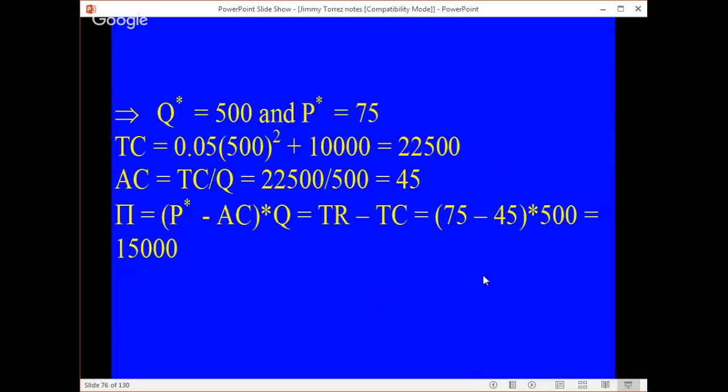And of course I can do it for average cost too. So the profit is just going to be total revenue, P times Q, minus total cost. In this case, I can write total cost as average cost times Q. So P minus average cost times Q, that's total revenue minus total cost. 75 minus 45 times 500 gives me a profit of 15,000.